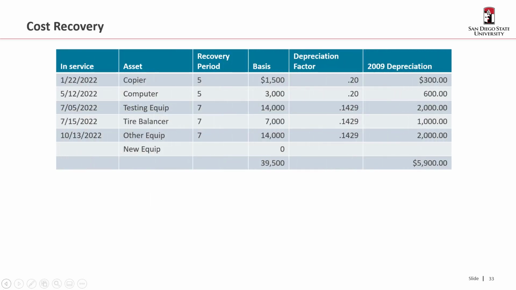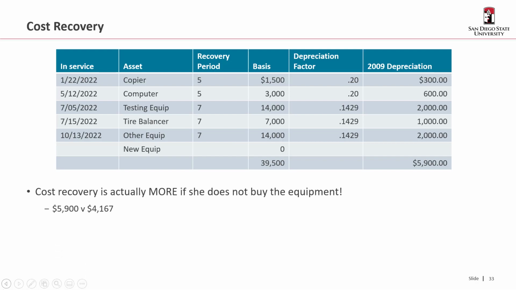And we can calculate out the rest of those. And you can see that it is actually a little simpler to do the half-year convention because it all comes from one table, and you tend to use the same rate over and over and over again, right? 0.2 and 0.1429 are etched into my mind permanently for the rest of time. Okay, so you can see the cost recovery is actually more if she doesn't buy the equipment, and that's exactly what the mid-quarter convention is designed to prevent.